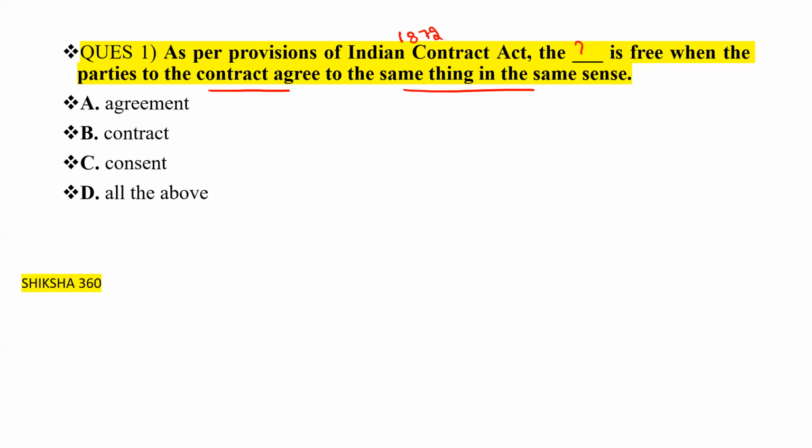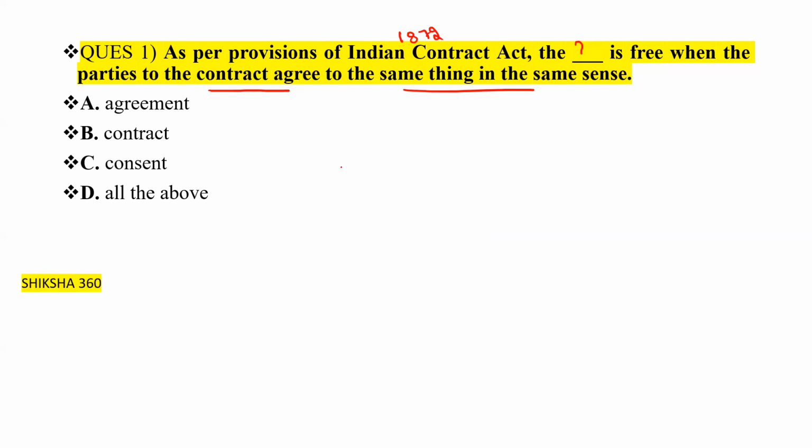When the parties agree to the contract, they agree to do the same thing in the same sense. Very, very important. The options are: the agreement is free, the contract is free, the consent is free, or all of the above. So what is the correct answer here? That is the consent.